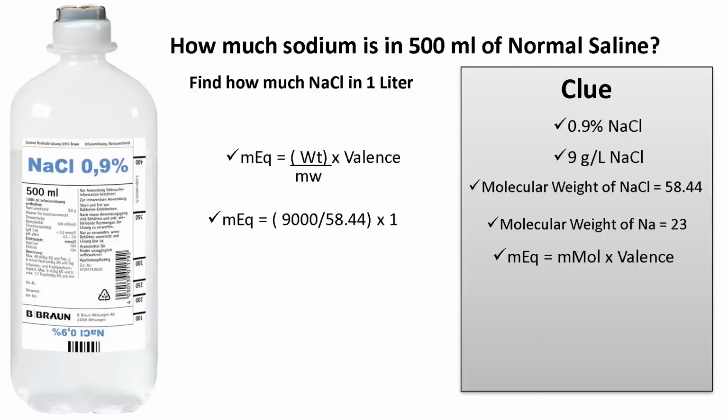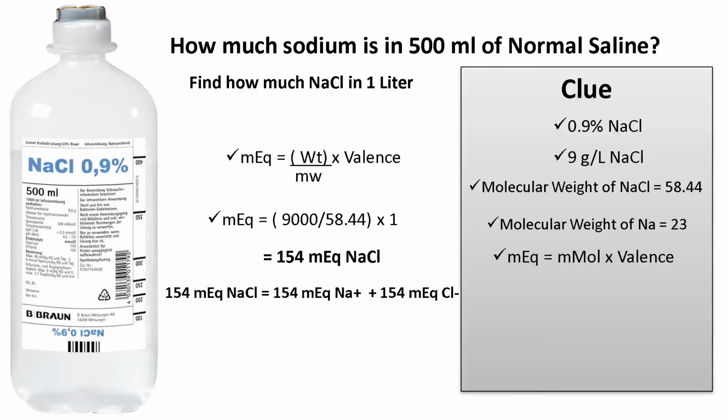So we put the values of weight, the molecular weight and the valence. We get 154 milliequivalent of sodium chloride is present in 1 liter of normal saline. Therefore, 154 milliequivalent of sodium chloride will dissociate into 154 milliequivalent of sodium plus 154 milliequivalent of chloride ions.